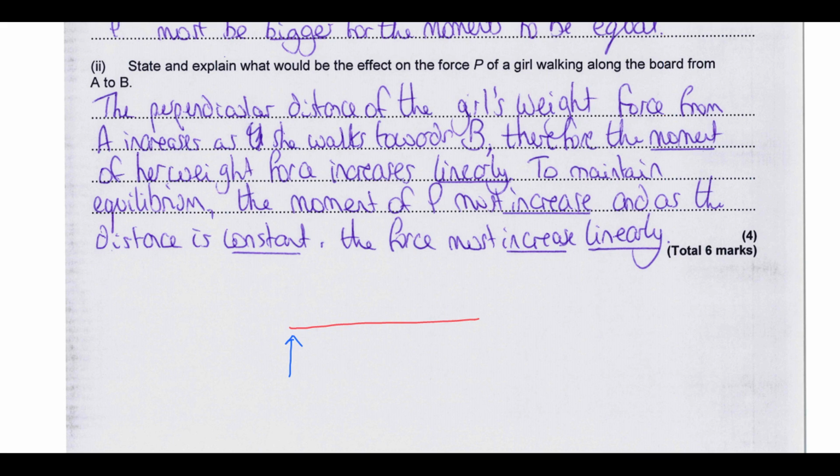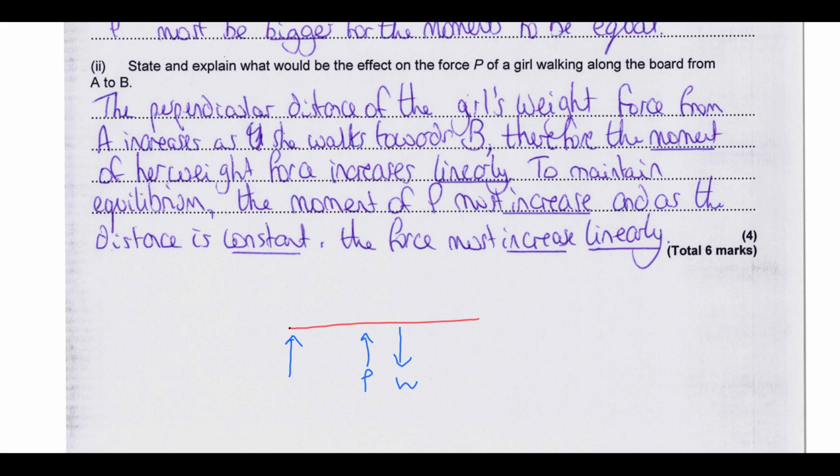So we still have the reaction force there. We have an upward force P, and we have a downward force W. And what we're doing is we're adding in another weight force. So when the girl in this case is standing at A, that would have no effect on P because the moment of her weight force would be 0 about A. So we can see that P would be initially the same.